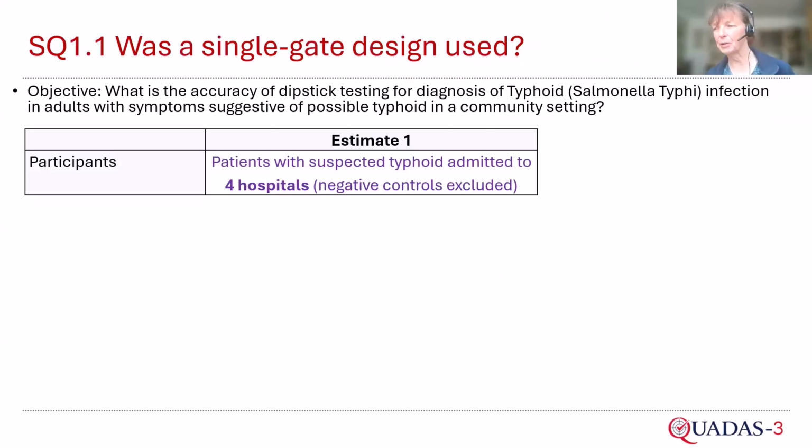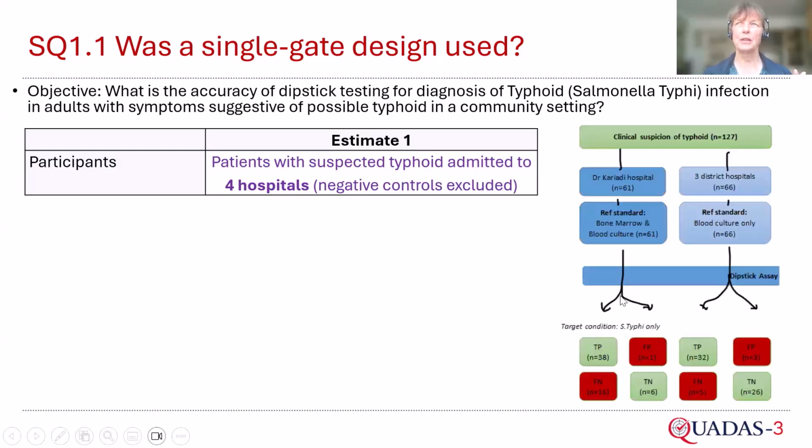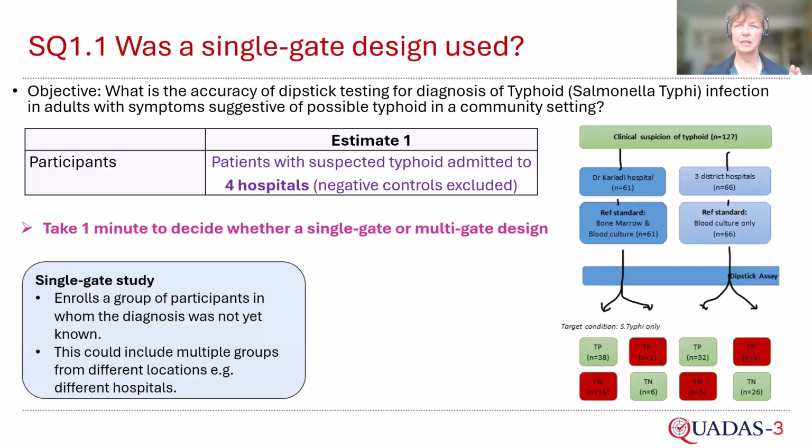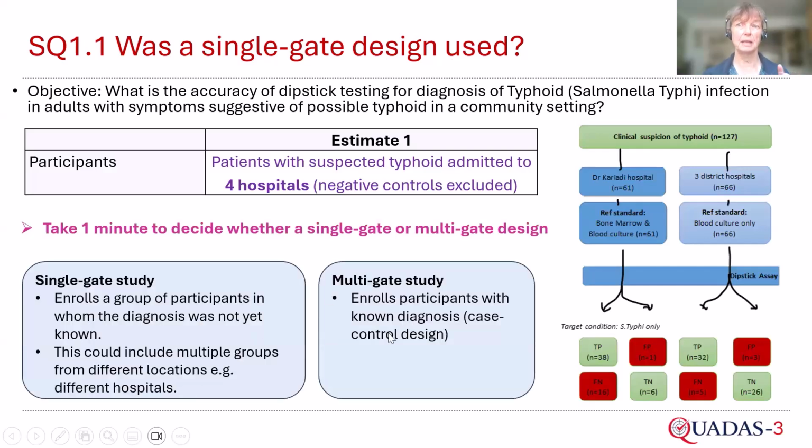Okay, so we're going to have a couple of quick interactive bits here. We're going to look at signaling question 1: was a single gate design used? Now, this single gate design terminology is not always familiar to people. So we've actually provided the definitions of single gate and multi-gate in the hint box at the top. Single gate design is where you're enrolling patients whose diagnosis is not yet known. Multi-gate is where the people already had a known diagnosis, and this was previously called case control design.